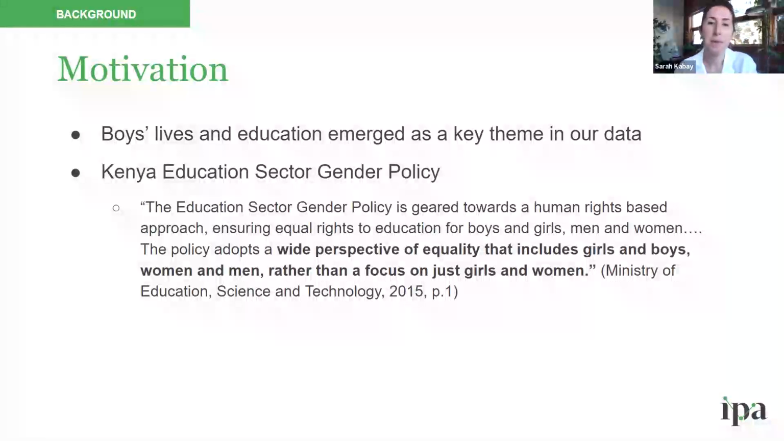So our IPA Kenya team has been involved in some of the ongoing work to revise the country's education sector gender policy. But even looking at the existing policy, we see this emphasis that the gender policy has a wide perspective for equality. This includes both boys and girls, women and men. This is not just a focus on girls and women.